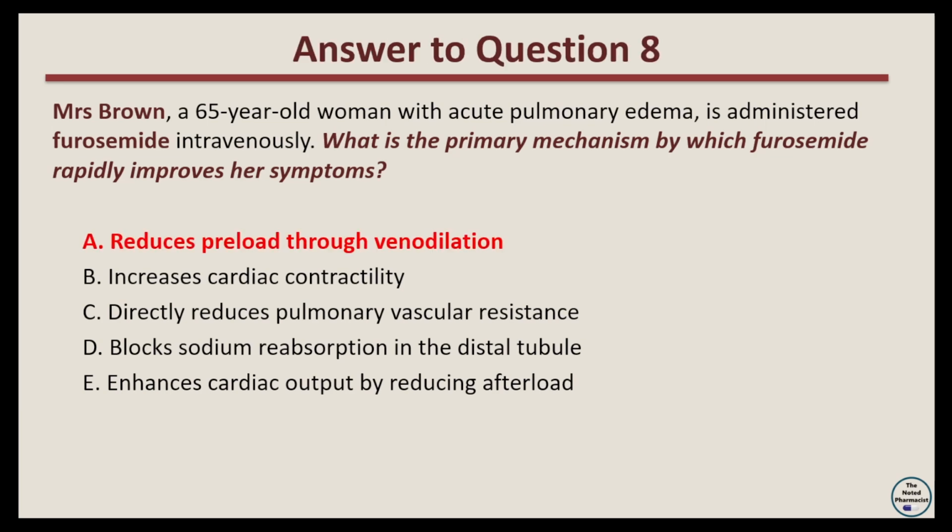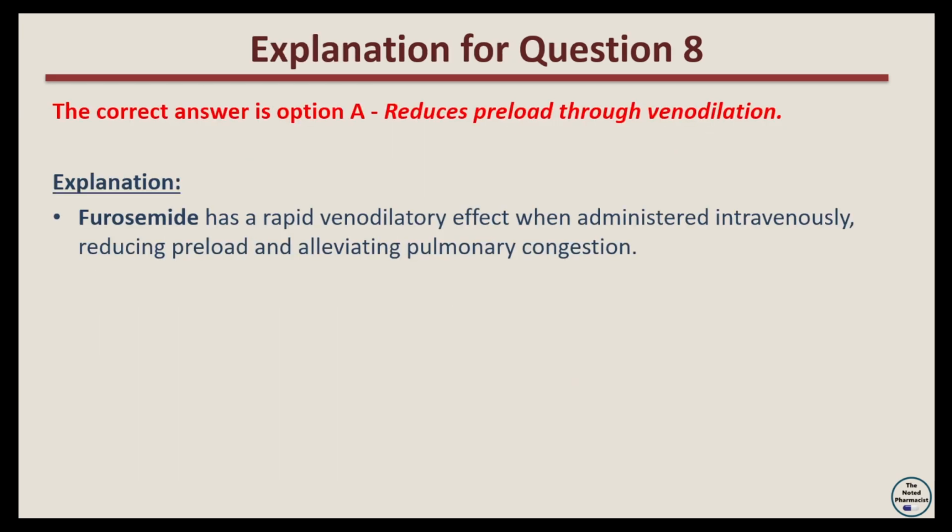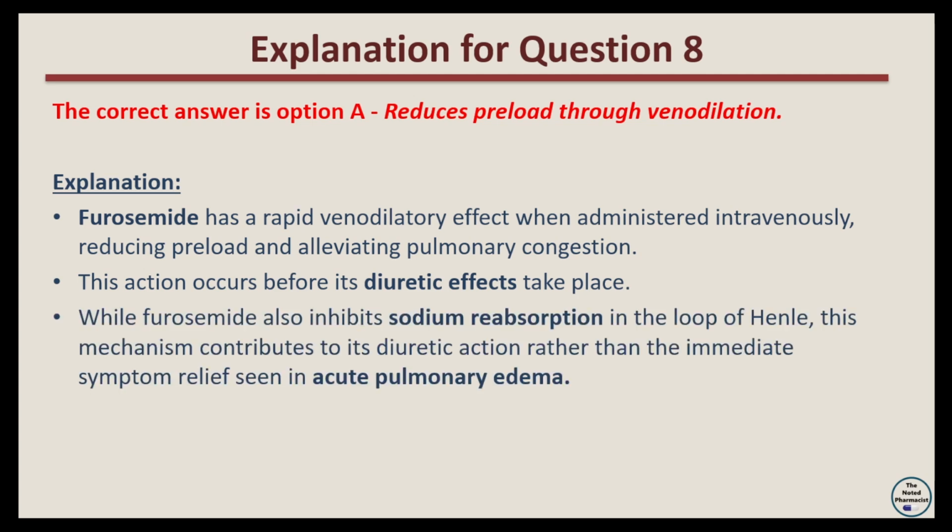The correct answer is option A. Reduces preload through venodilation. The explanation is that furosemide has a rapid venodilatory effect when administered intravenously, reducing preload and alleviating pulmonary congestion. This action occurs before its diuretic effects take place. While furosemide also inhibits sodium reabsorption in the loop of Henle, this mechanism contributes to its diuretic action rather than the immediate symptom relief seen in acute pulmonary edema.